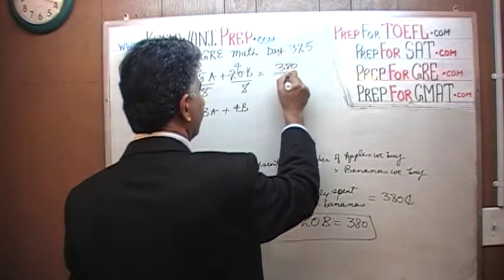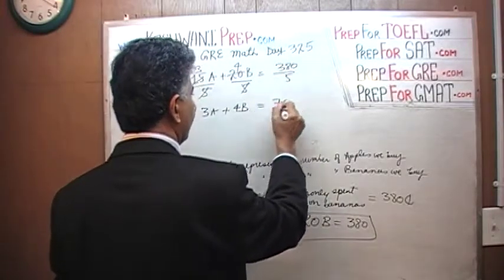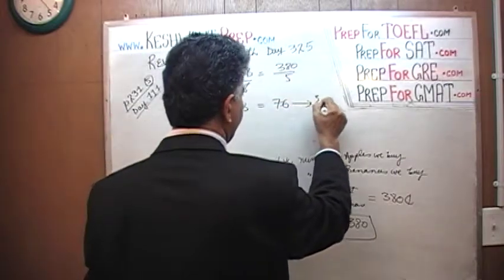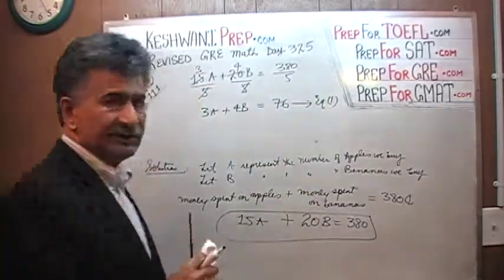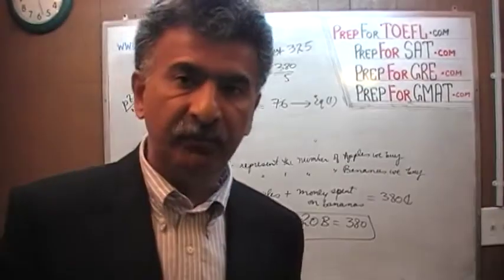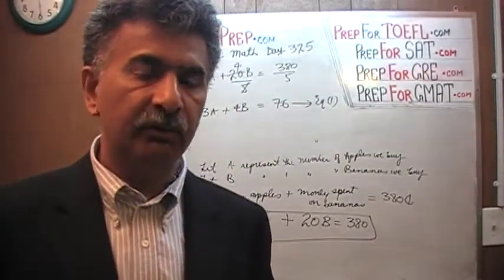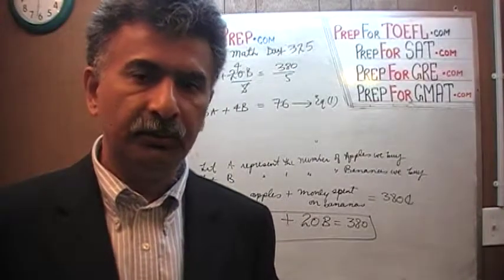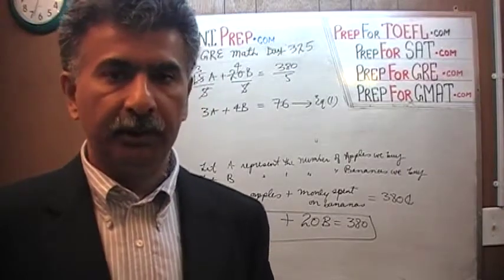380 divided by 5, it turns out, is 76. That is our equation 1. Where is the second equation going to come from? We have to have two equations because we have two unknowns. We have A and B. We have two unknowns. We need two independent equations.